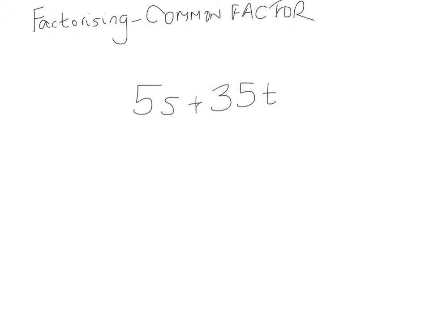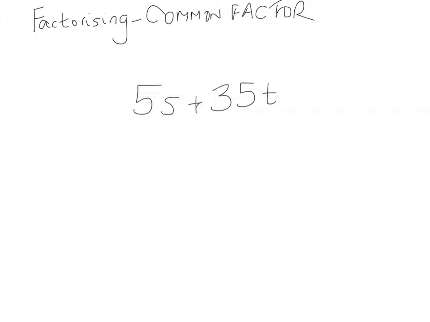Okay, here we're going to look at how to factorise by using the common factor method. Factorising means that if we've got an expression, if we can make that look a bit simpler, if we can put it into brackets by finding something that both terms can divide by, then we have factorised.